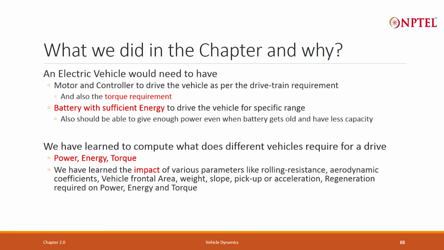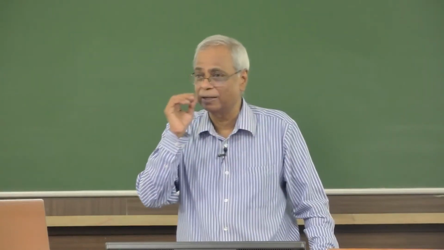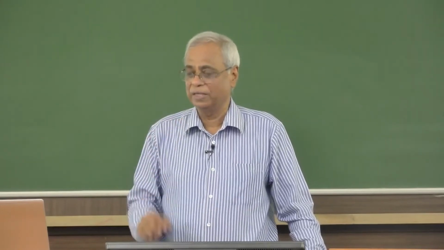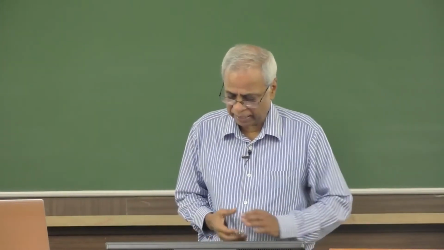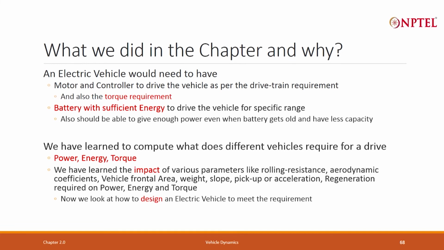We also learned the impact of various vehicle parameters like rolling resistance, aerodynamic resistance, vehicle frontal area, weight, slope, pickup acceleration, regenerative requirement on power, energy and torque, and all at different RPM. And we have touched upon, we have not really covered this, the impact of gear ratio, which I will actually do in the next chapter.